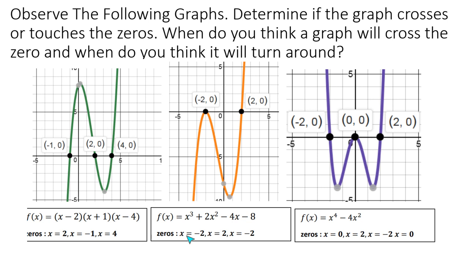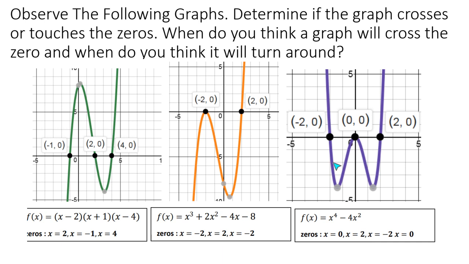The zeros here are x equals -2, which is right here. They also tell me that we have x equals 2, which is right here. And they also tell us we have another x equals -2, which is right here. So this one has x equals -2 twice. Since x equals -2 is repeated an even number of times, the graph is going to touch and turn. So if it repeats an even number of times, it's going to touch and turn.